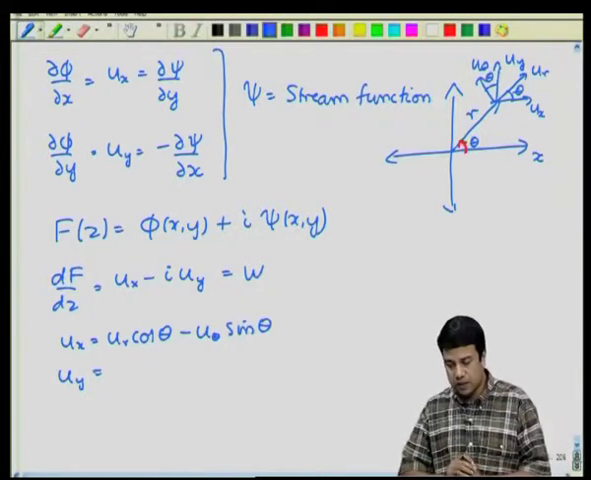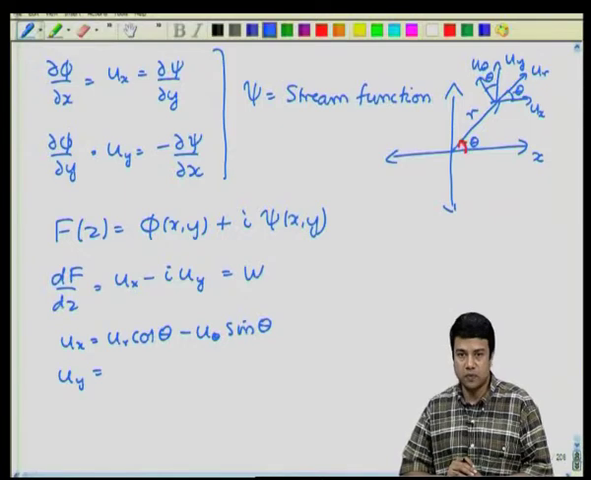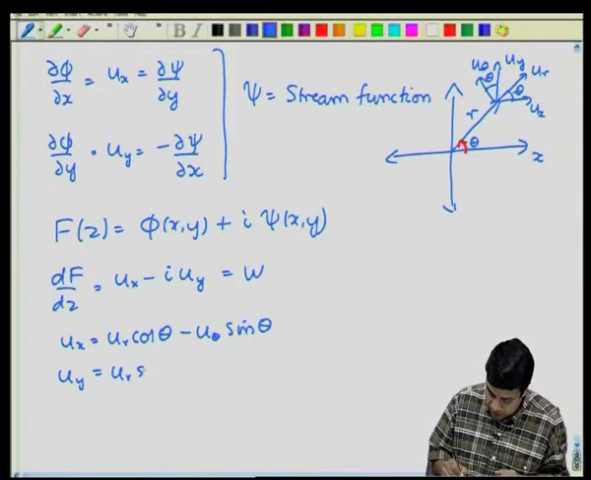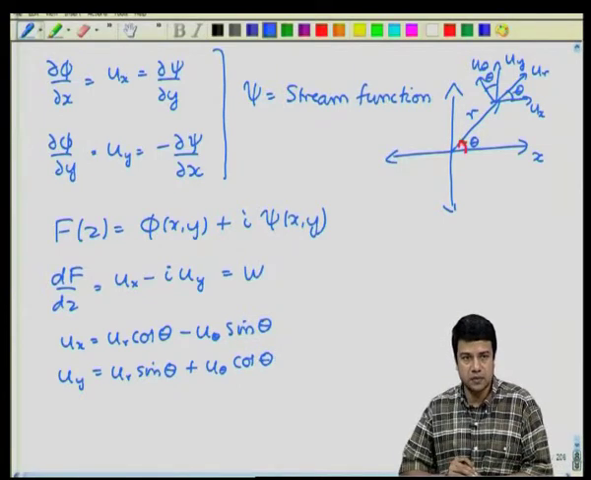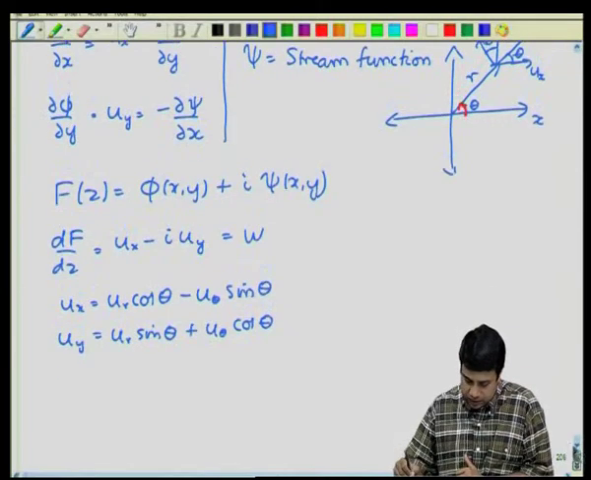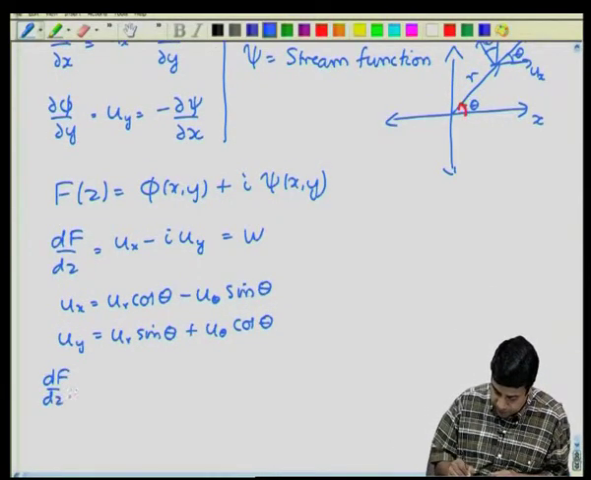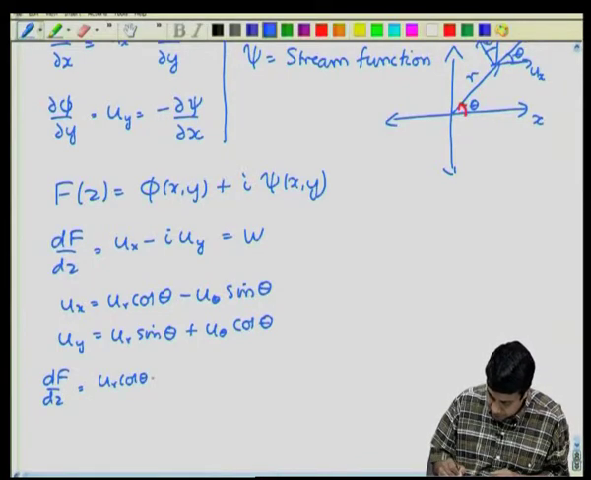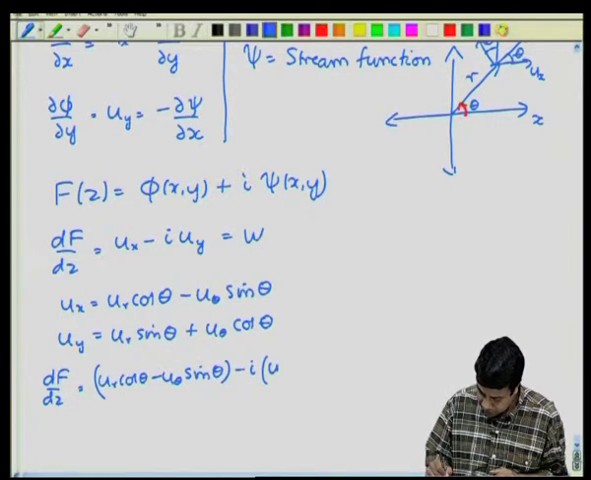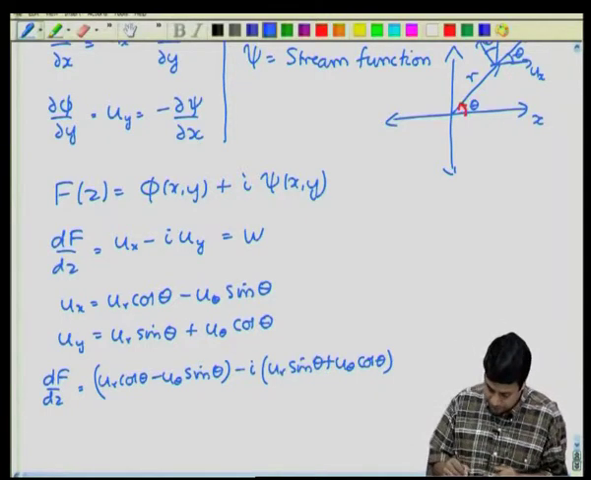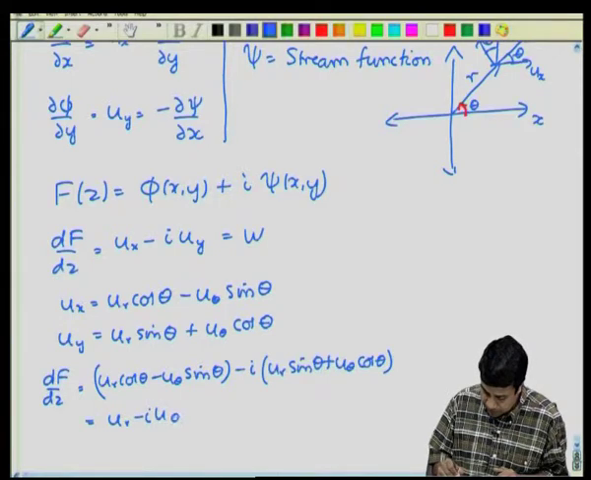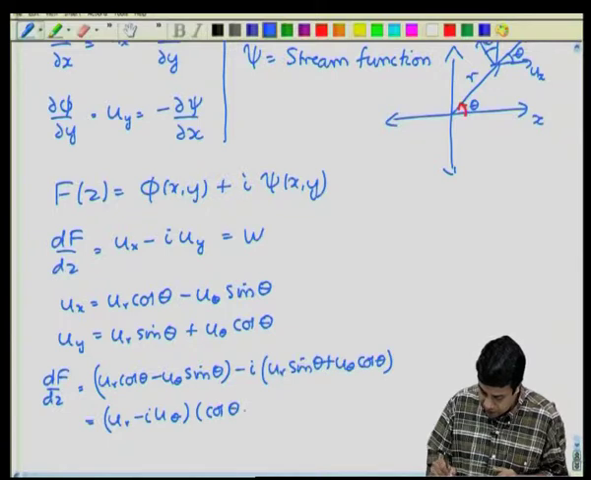and u y, angle between u y and u r is pi by 2 minus theta. So, u y is equal to u r sin theta plus u theta cos theta. Substitute that in here, df by dz is equal to u r cos theta minus u theta sin theta minus I into u r sin theta plus u theta cos theta. You can simplify this quite easily to get u r minus I u theta into cos theta minus I sin theta.